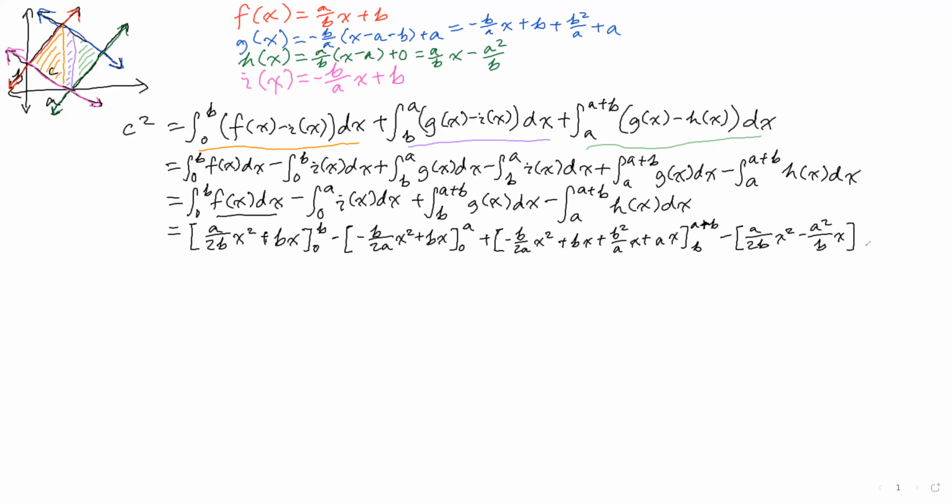This one's from a to a plus b. Alright, now let's write that out. So these ones from b to 0 and a to 0, when you plug in 0 for those, it's obviously just 0.